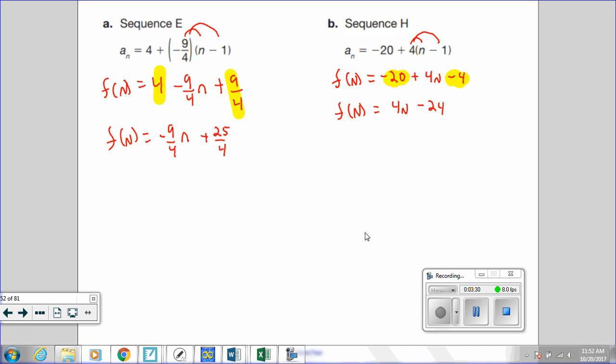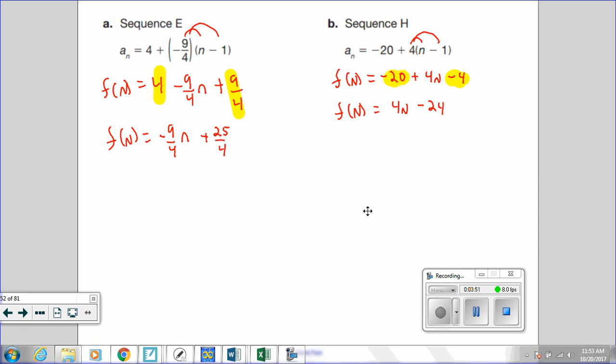Now our equation looks like y equals mx plus b, with the 9 over 4 being the slope, and your b will be 25 over 4. And over here, 4 is your slope, negative 24 is your b. Okay, and that's how we convert an arithmetic sequence into function notation.